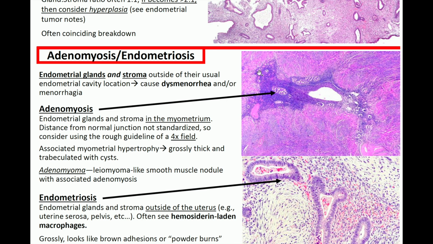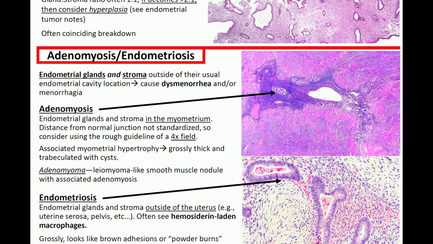All right, next up we have adenomyosis and endometriosis. So endometriosis is whenever endometrial glands and stroma are outside of their usual endometrial cavity location, which can cause dysmenorrhea and/or menorrhagia, so excessive bleeding and/or pain during the menstrual cycle.